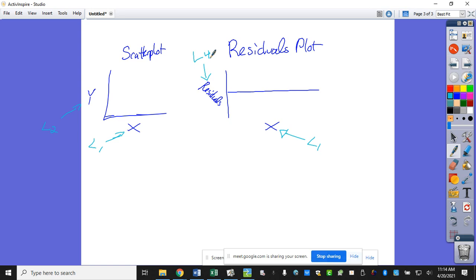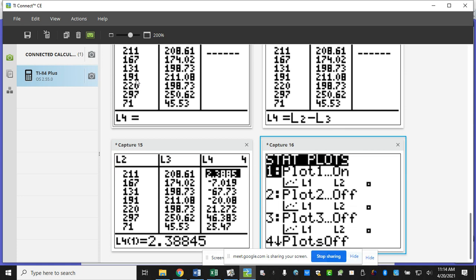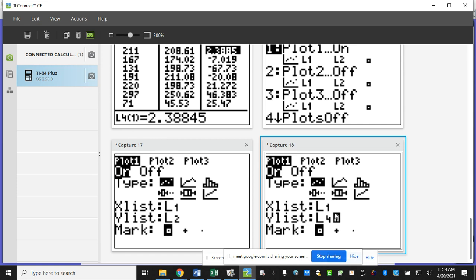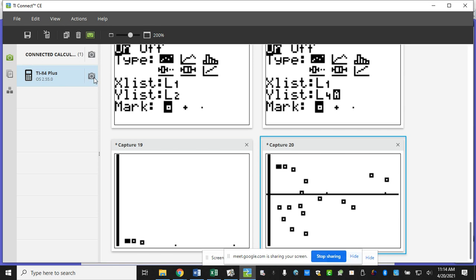So let's do it real quick. So we're second stat plot. I'm still clicking on the one that looks like a scatter plot, but now I'm just switching list 1 versus list 2 to be list 1 versus list 4. Now, sometimes it's probably not going to show up like this. And I do what? Zoom 9. And that is now your graph.